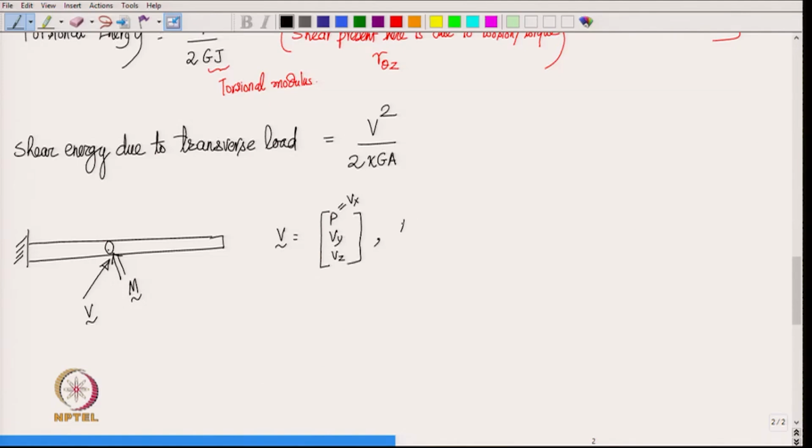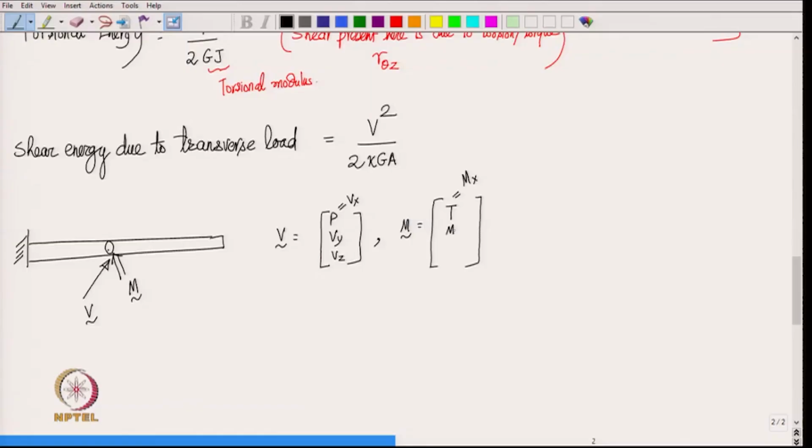Likewise, for the moment m, we can resolve it into various components. The component along the axis, that is the torque, right. So, this is T, which is also m x, and the remaining components are bending moments. So, we have m y and m z, and we know the energy due to each of the 6 components separately, and then because we are working with linear elasticity, the energy when all of them work together would simply be the superposition of each of the energies, right.